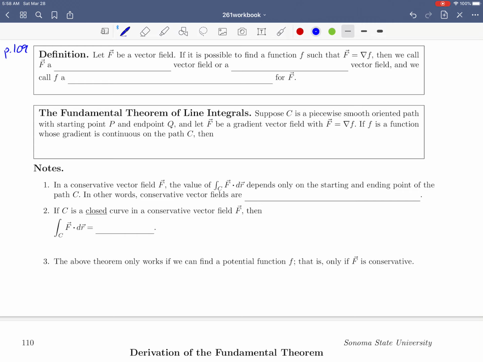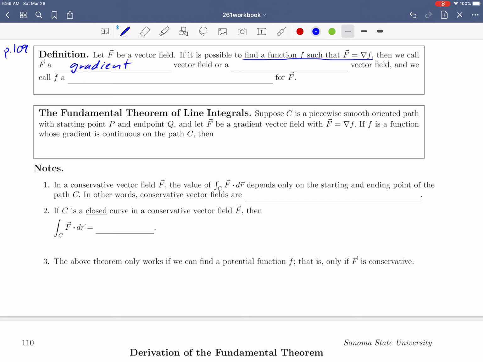Okay, welcome back everybody. So in this video we are still looking at page 109 in the workbook, and we're going to start with a definition that relates back to the preliminary example that we did on this same page. Okay, so it starts us off with a vector field and the same situation that we encountered in the preliminary example, the situation where it's possible to find a function, little f, whose gradient is equal to the vector field that we started with.